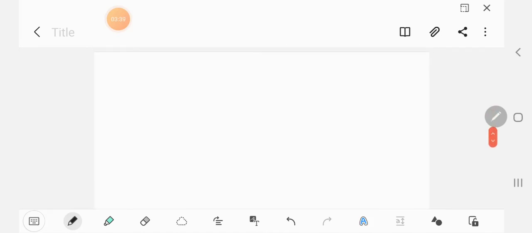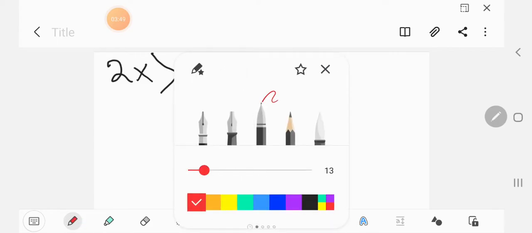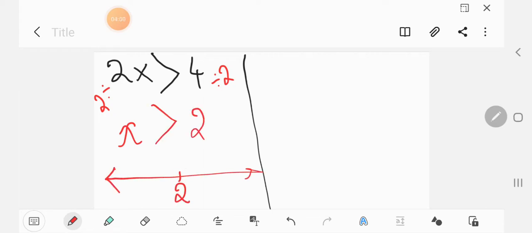One step inequality. 2x greater than 4. I need only one x, so I'm going to divide by 2 on both sides, like the equation. So x is greater than 2. It's very simple and easy. And here is 2, open circle going to the right.